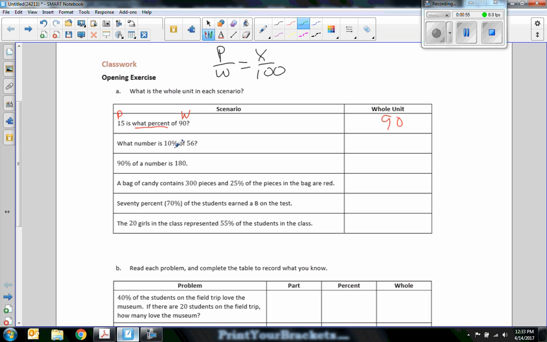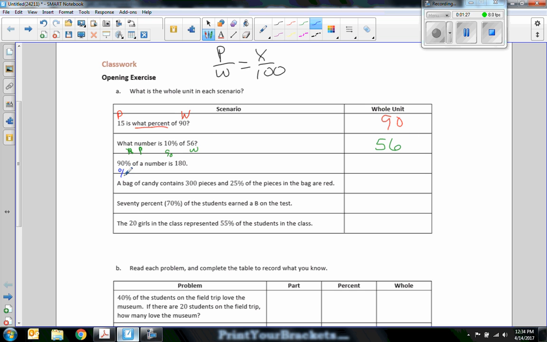What number is 10%? There's my percent, of 56. That's my whole. Some number n, I will say, would be a part. Okay, I use p for percent. I can't use p for percent. Let's use the percent symbol. So what number is 10%? That's percent. This is the part. This is the whole. We use a variable n. So part, percent, whole. We're asking for the part. We're taking it out of a total of 56.